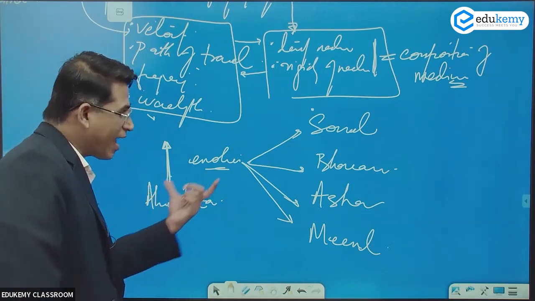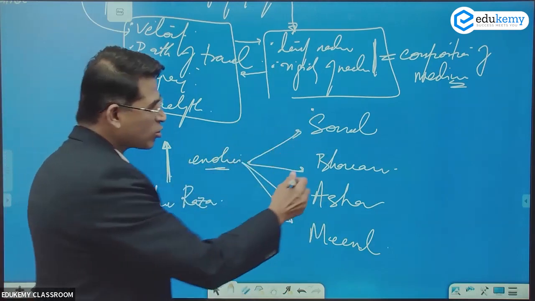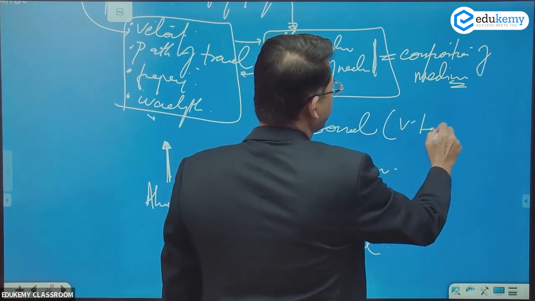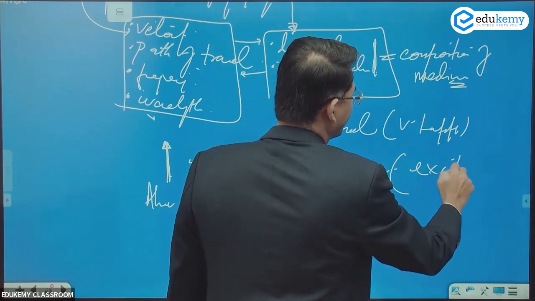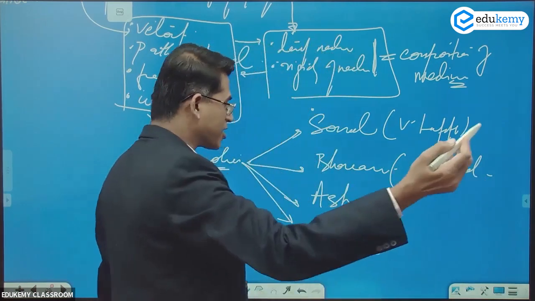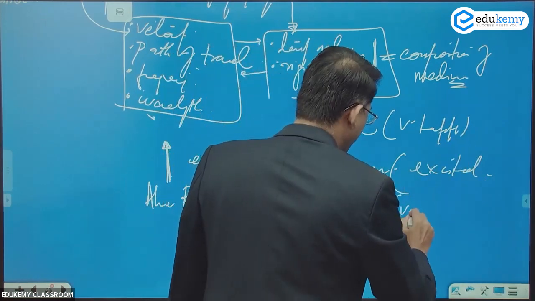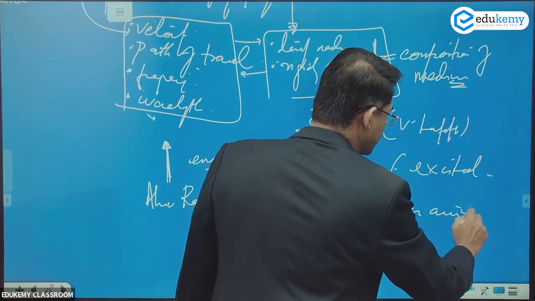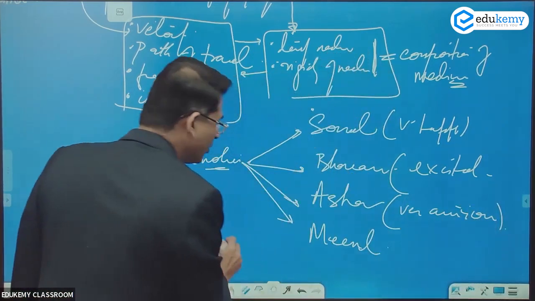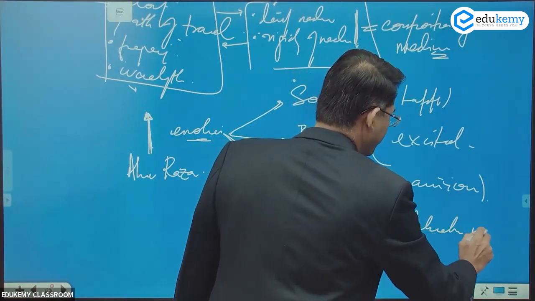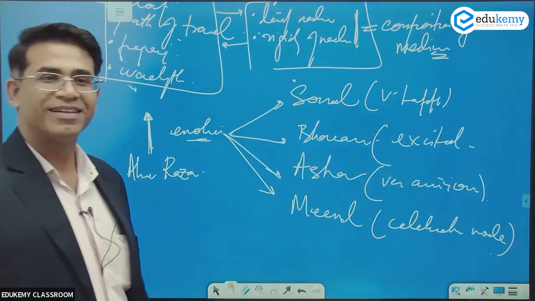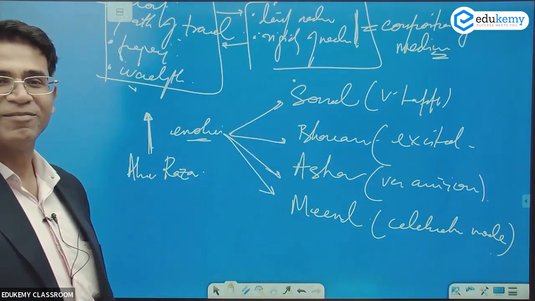And for each of these, if he talks to Sonal, he is very happy. If he's talking to Bhavna, he is excited. If he's talking to Asha, he is very anxious. If he's talking to Meenal, he is in a celebration mode. And they are related.